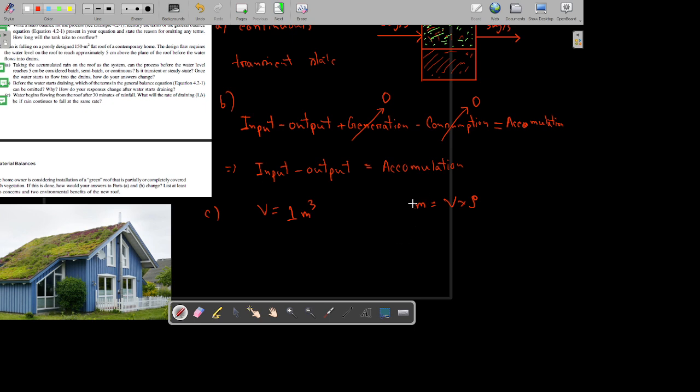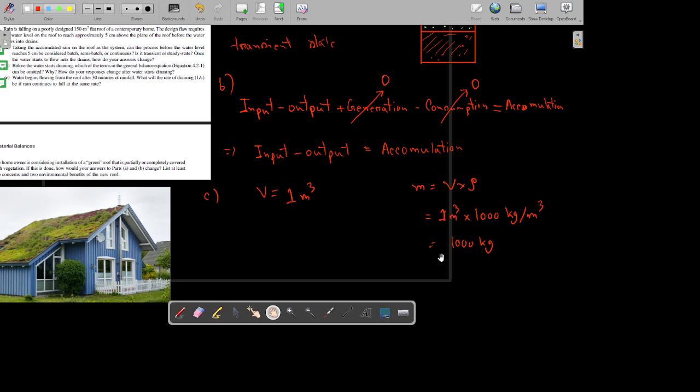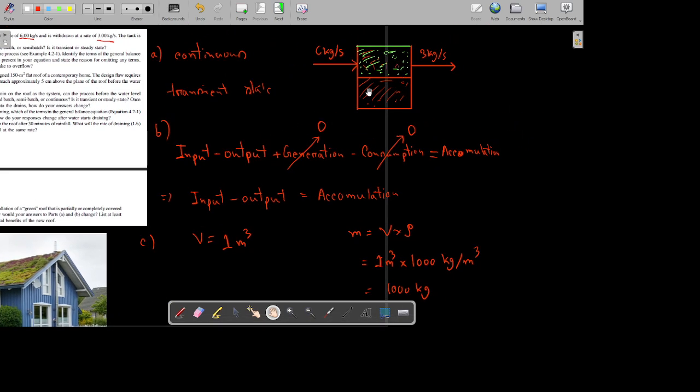So the mass of the water will be 1 meter cube multiplied by the density of the water, which is 1000 kg per meter cube. Meter cube cancels out. You are left with 1000 kg. Sorry for the mistake. So the mass of the water in this half of the volume of the tank is 1000 kg. So you know the mass of the water.